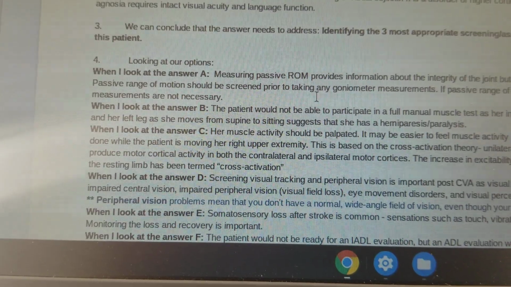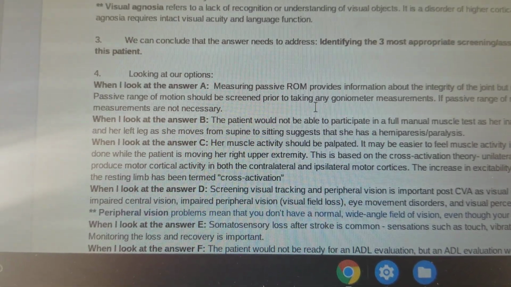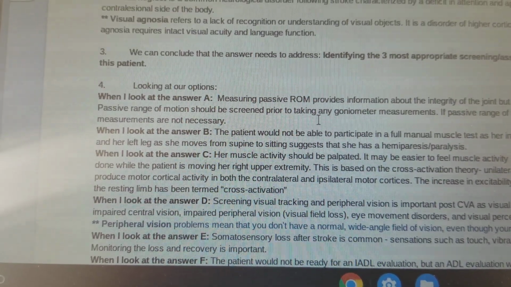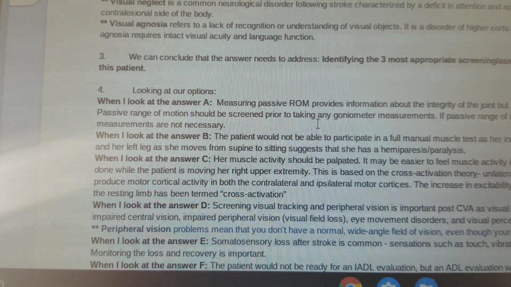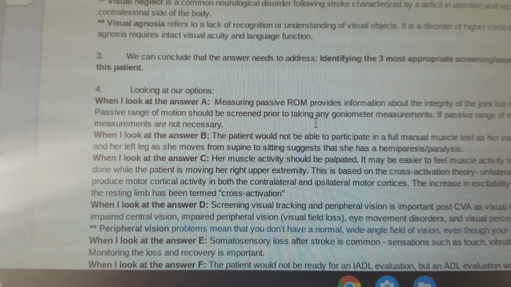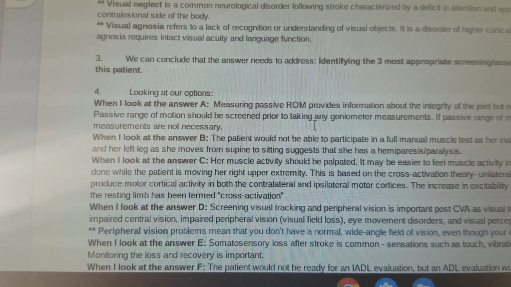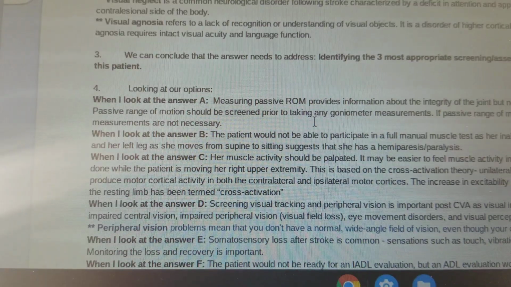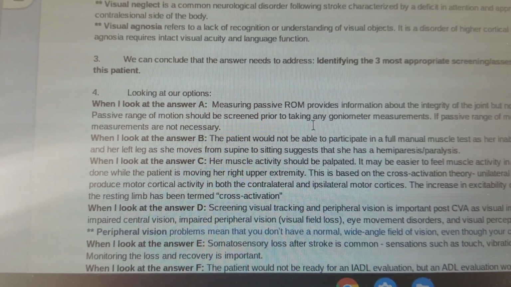A, measuring passive range of motion provides information about the integrity of the joint, but not about the capabilities of the muscles. Passive range of motion should be screened prior to taking any goniometer measurements. If passive range of motion is functional, goniometer measurements are not necessary. When I look at the answer B, the patient would not be able to participate in a full manual muscle test as her inability to voluntarily position her left arm and her left leg as she moves from supine to sitting suggests that she has a hemiparesis paralysis.